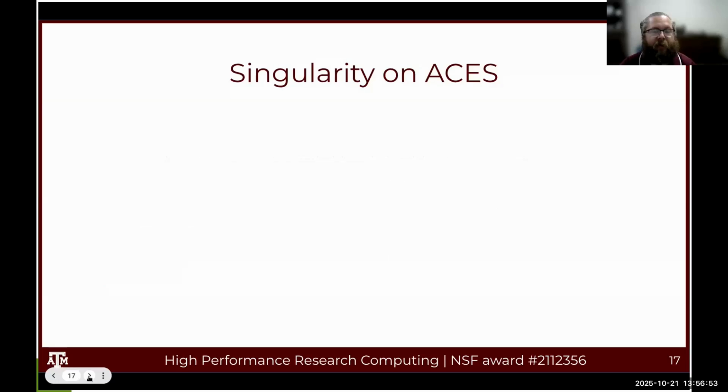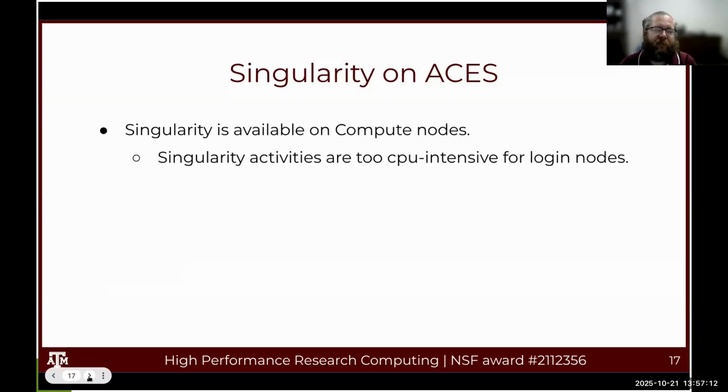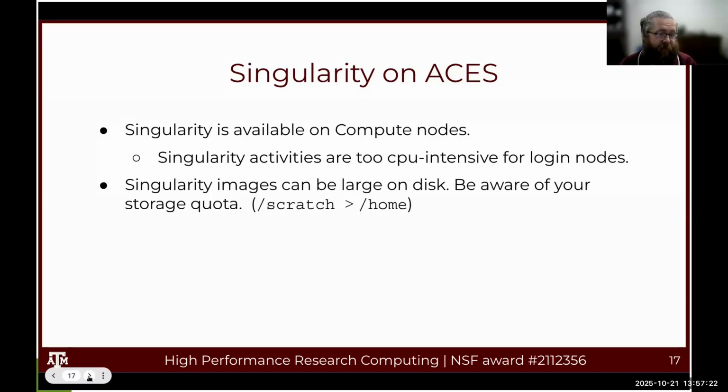Let's talk about Singularity on the ACES cluster. Singularity is available on the compute nodes. It's not available on login nodes. Historically, Singularity activities are too CPU intense for login nodes. The other difference is Singularity is not part of the module system. It is installed on the bare metal on every compute node. So you don't have to do module load. It's just there.